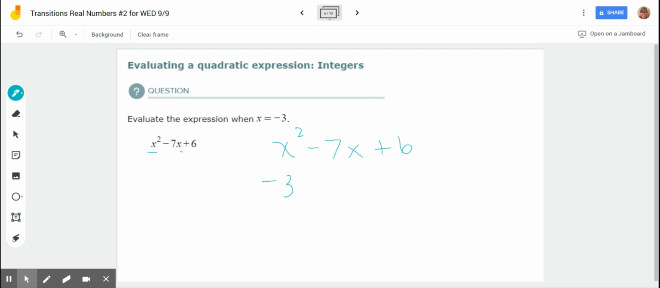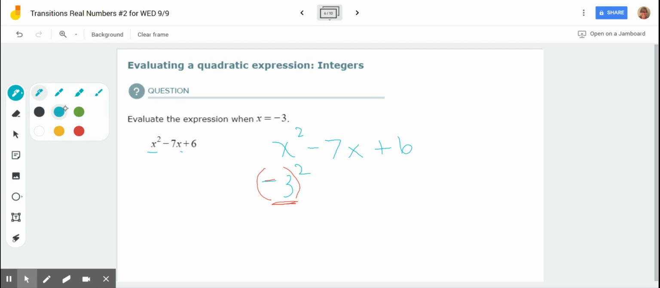Do not write this. This is incorrect. I challenge you to figure out why it's incorrect. Answer it before you move on in the video. Why is that incorrect? The reason is because this is the base of the exponent. You must plug in the whole number as the base of the exponent. Put it in parentheses. It means -3 times -3.